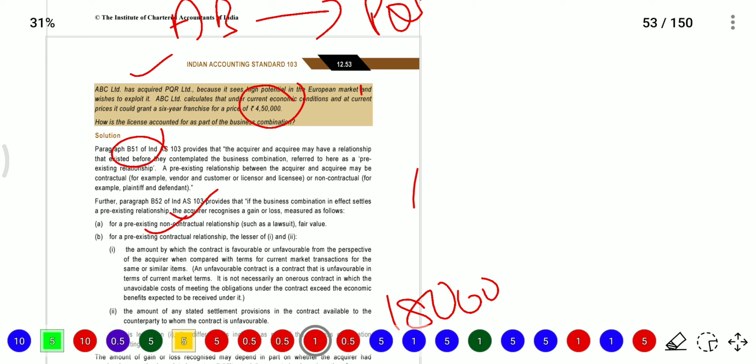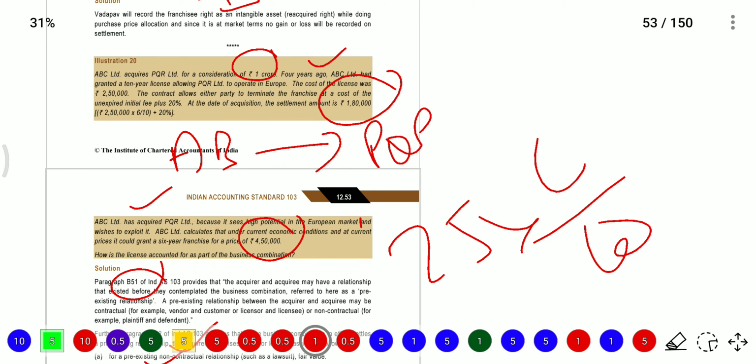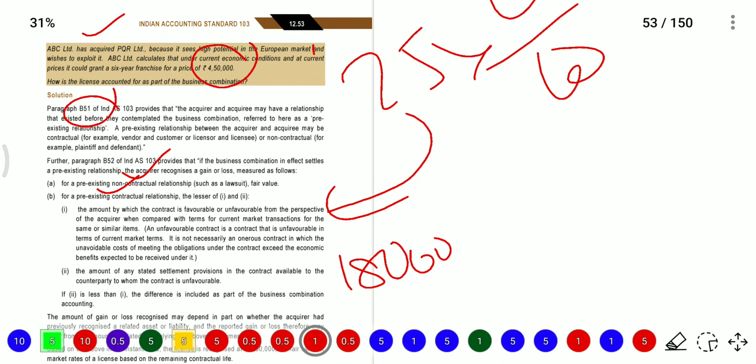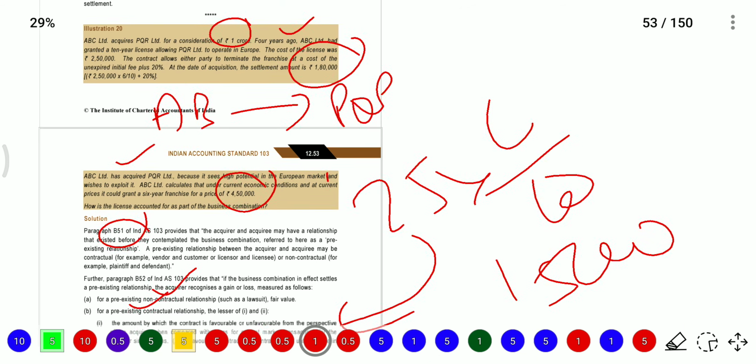the amortized portion is 2,50,000. So 2.5 into 6 by 10 gives the amortized portion value. So here the amortized portion value will become 1,50,000. So the amortized portion will be 1,50,000, whereas for the provided amount, similar rights amounts will be considered. For the similar right amount, it will be 4,50,000.